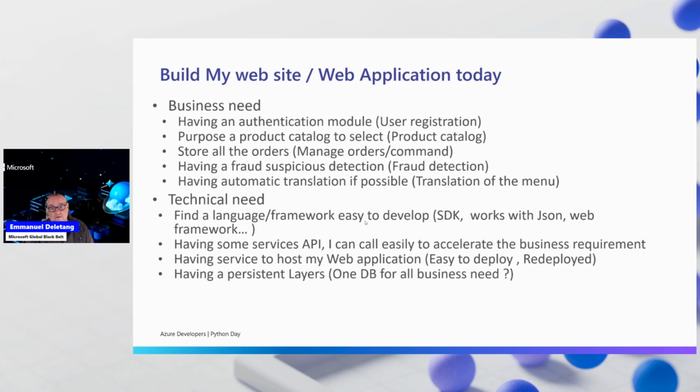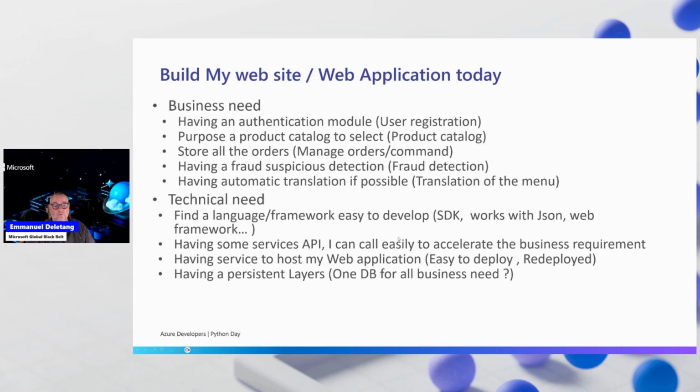Technical needs: when I started, I didn't know a lot about Python, so I tried to find a development language and framework that is easy to work with, especially a web framework. That's why I decided to use Python and Flask. It was really easy to develop because you have all the SDKs, especially with Cosmos, and you work with Dict, and a Dict is a JSON. So it's very easy to work with all of this.